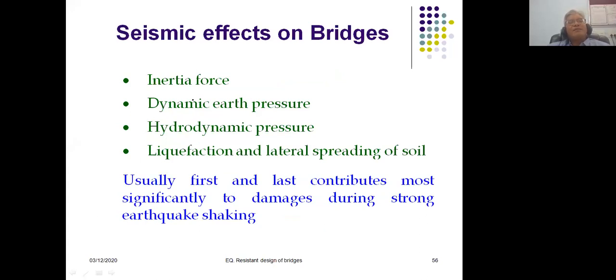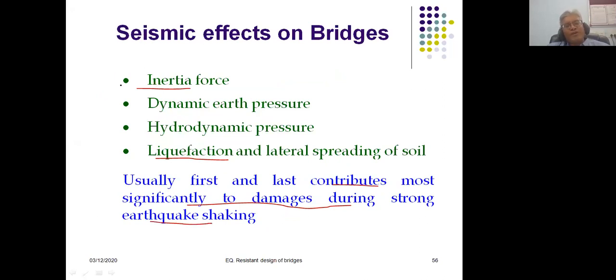If we see the seismic effect on the bridges, these are the major ones: inertia force, dynamic earth pressure, hydrodynamic pressure, and liquefaction and lateral spreading of the soil. These are the four major effects, and out of that, the first one, inertia force, and the last, liquefaction, contribute the most significantly to the damages during strong earthquake shaking.